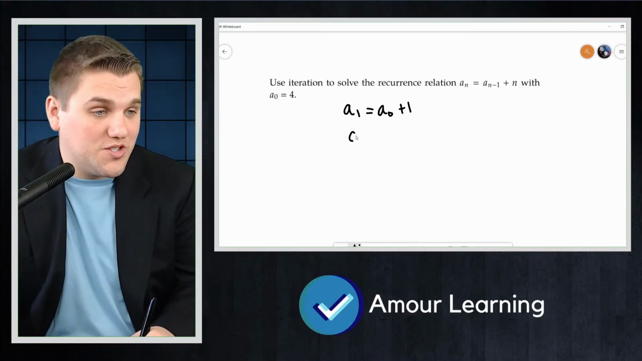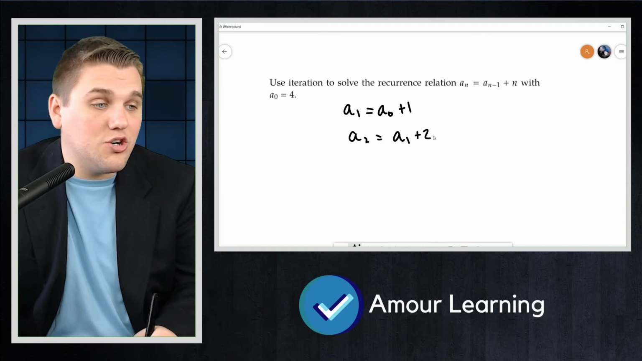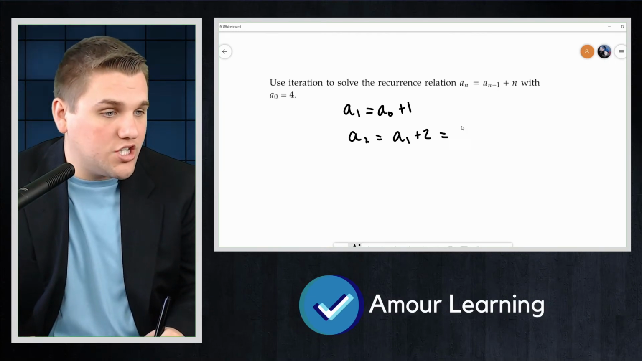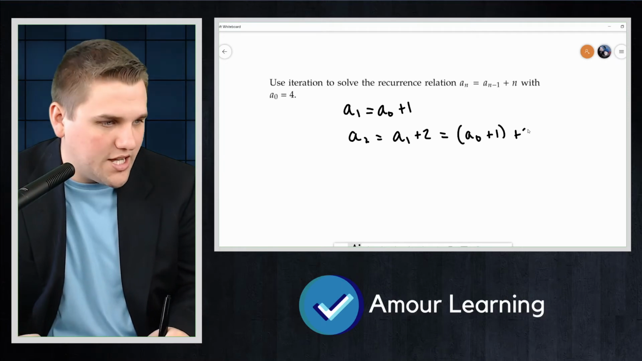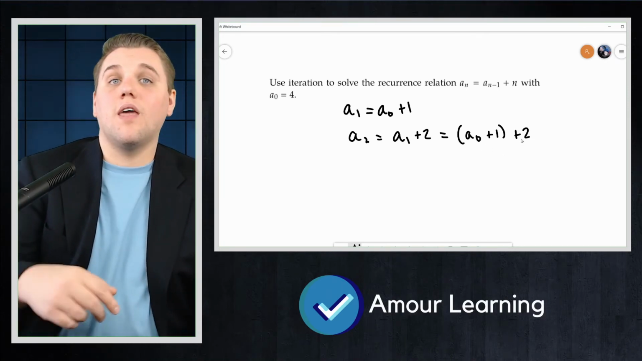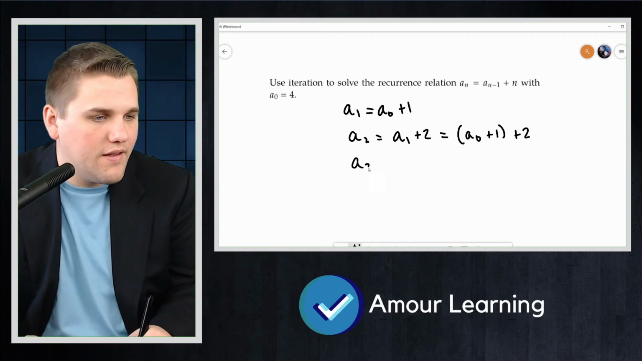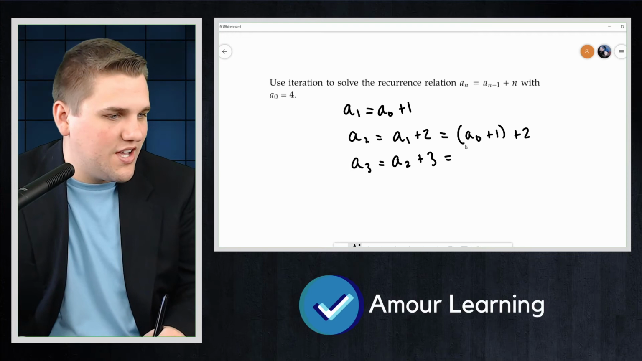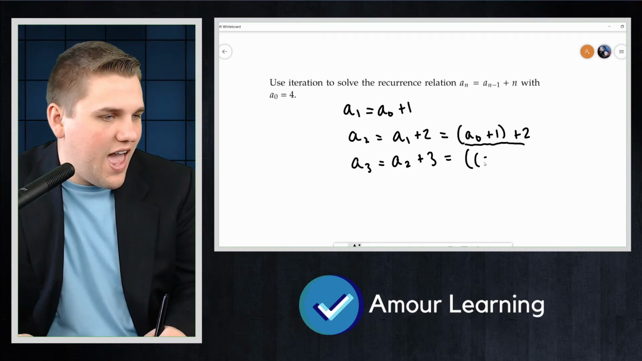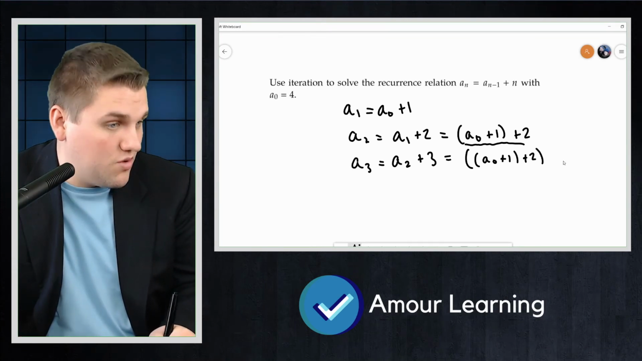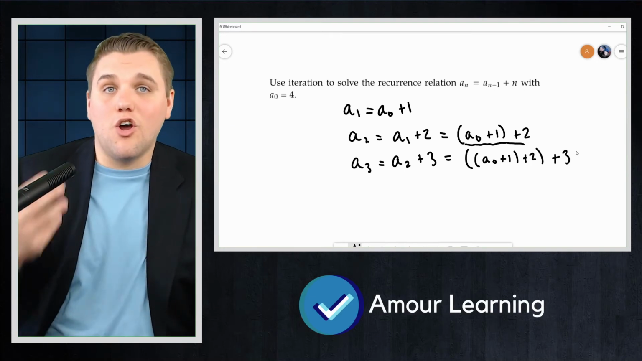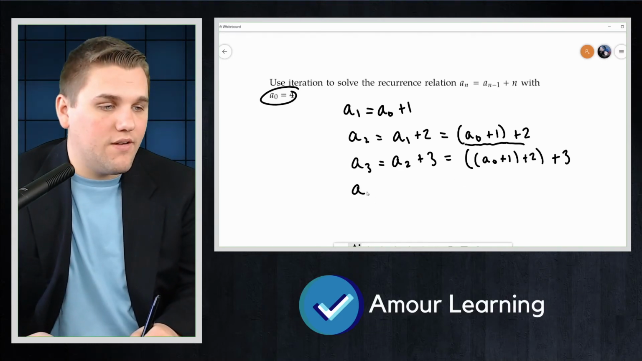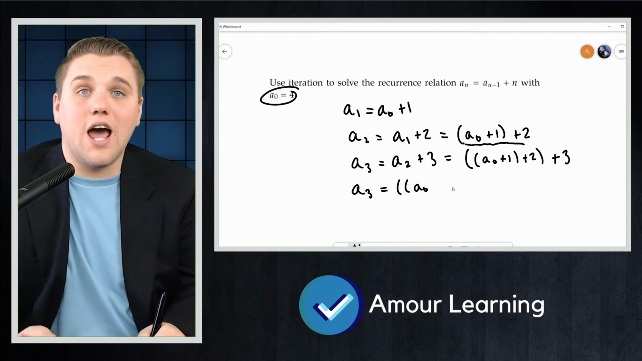Now a_2 = a_1 + 2, but we know what a_1 is. By substitution, we get a_2 = a_0 + 1 + 2. Now go to a_3. a_3 = a_2 + 3, and that whole thing is a_2, so that's a_0 + 1 + 2 + 3. Using our known value of a_2, a_3 = a_0 + 1 + 2 + 3.